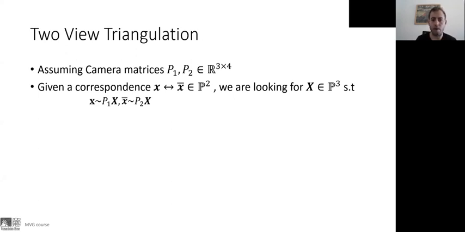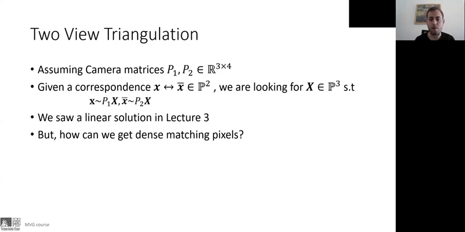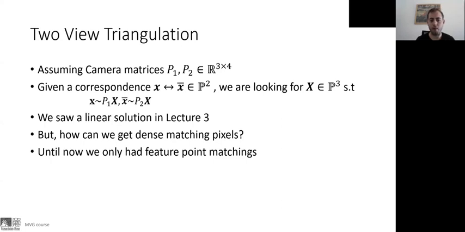And we know that if we have a correspondence, X and X bar from two images, then we can look for capital X such that capital X is projected to X using P1, and using P2, it is projected to X bar. So that's a triangulation problem, and we saw a linear solution in lecture 3 and other solutions in later lectures. But we want to have dense matching pixels, not like what we had before. And before we only considered feature point correspondences.